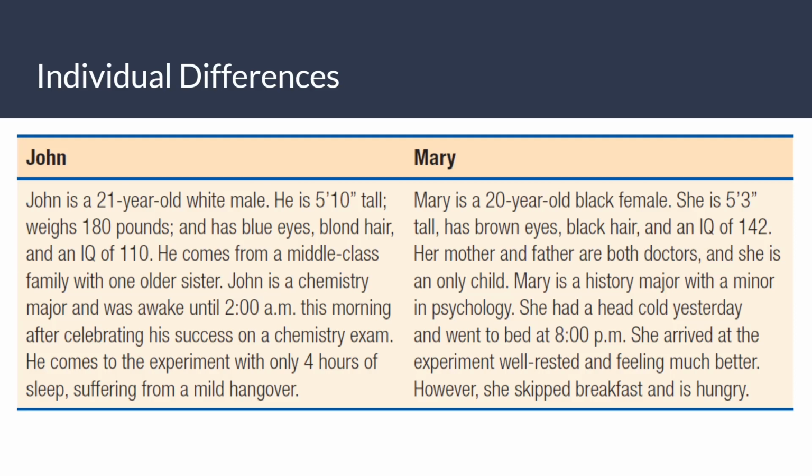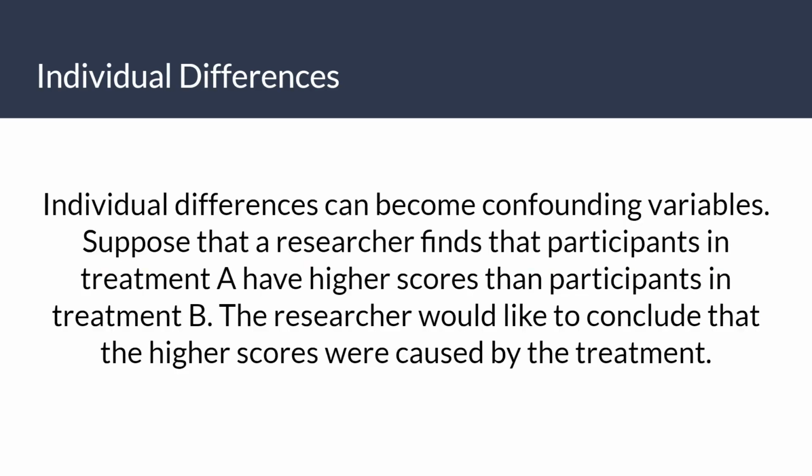Regardless of how careful you are in grouping your participants, there will always be things that are outside your control. Sometimes we cannot do anything about it anymore, especially if the source of error is the individual differences or the personal experiences of the people participating in our experiment. Individual differences can become confounding variables. Suppose that a researcher finds that participants in treatment A have higher scores than in treatment B. The researchers would like to conclude that higher scores were caused by the treatment.